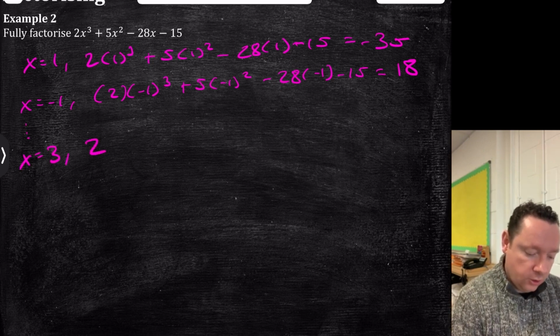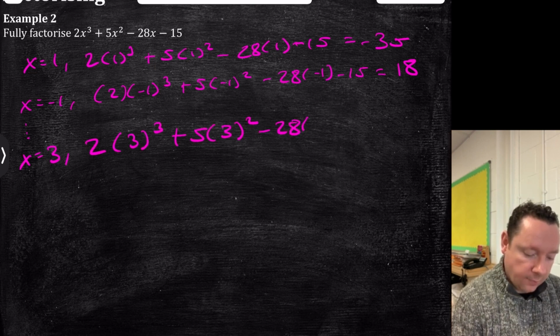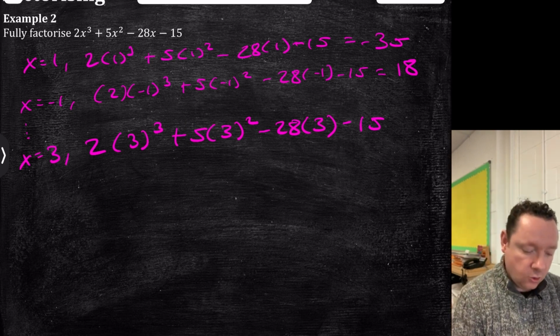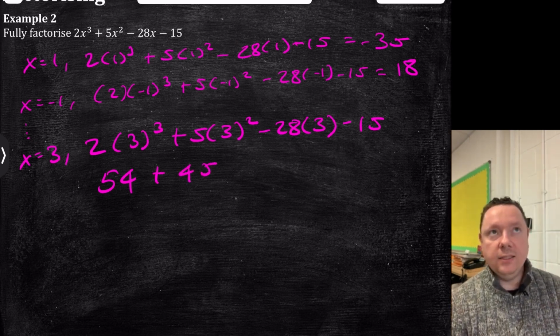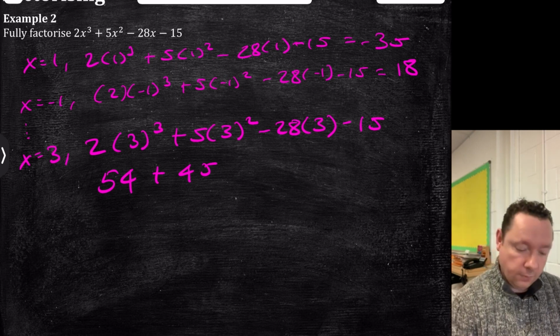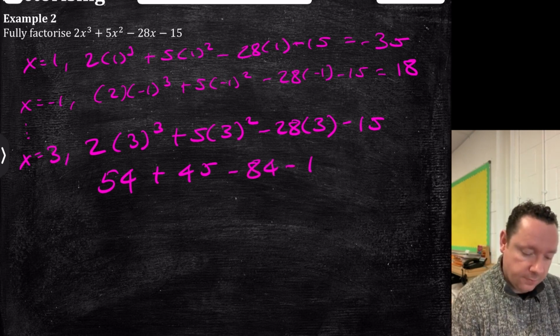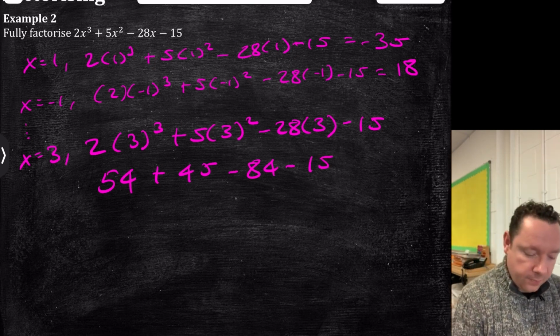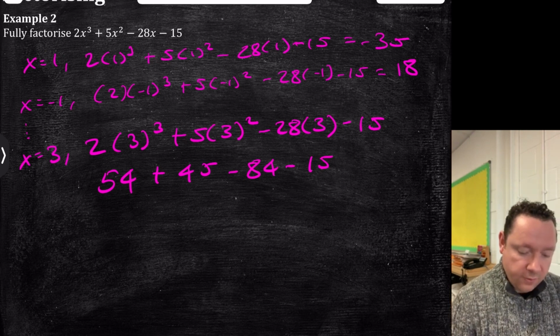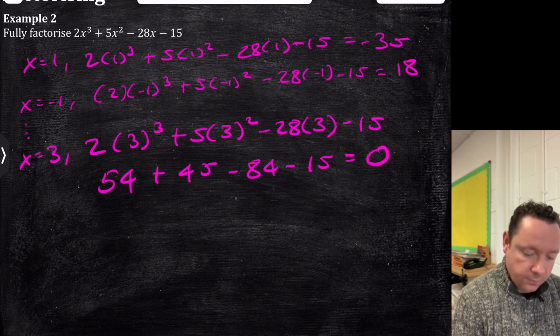When I try 3, I'll get 2 times 3 cubed plus 5 times 3 squared minus 28 times 3 minus 15. Now let's actually do that sum this time. 3 3s are 9 times 3 is 27 times 2 is 54. 3 squared is 9 times 5 is 45. 3 times 28 is 3 30s is 90, minus 3 2s is 6, it's 84. So it's minus 84 and minus 15. 54 and 45, well that's going to be 99. 84 and 15 is also 99, so that equals 0. Therefore, x equals 3 is a root.